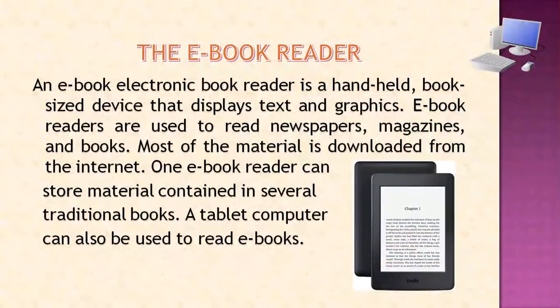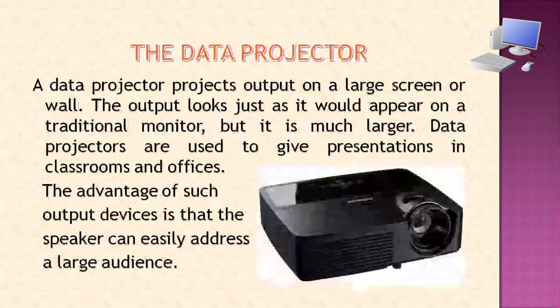Next topic is the e-book reader. E-book stands for electronic book. This is a handheld, book-size device that displays text and graphics. E-book readers are used to read newspapers, magazines and books. Most of the material is downloaded from the internet and we can read on it. One e-book reader can store material contained in several traditional books. A tablet computer can also be used to read e-books.